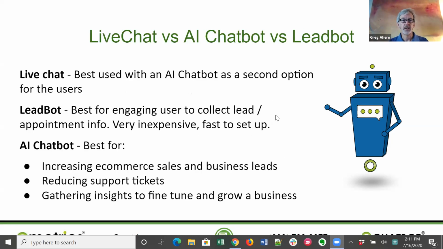So summing that up, you have live chat, AI chatbots, and lead bot. Live chat's best when you're using it with a chatbot, so that when the bot gets stuck, it switches to live chat, and then a live person takes it from there. The lead bot is good for businesses that just want to gather quality leads. It's inexpensive and it can be put together extremely quickly. And then the AI chatbot's good for e-commerce sales, business sales, lead generation, more complex lead generation, support, obviously reducing support ticket type stuff, and gathering all these marketing insights to fine tune your business.